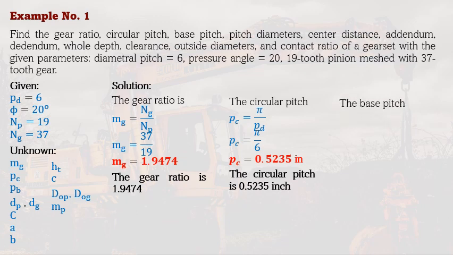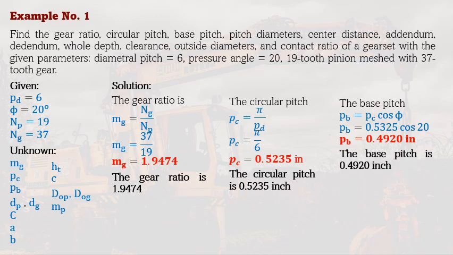And then we have the base pitch. The base pitch is PC times the cosine of our pressure angle. So that is equal to 0.4920 inch. So our base pitch is 0.4920 inch. So we already have the gear ratio mg, the circular pitch PC, and the base pitch, which is PB.